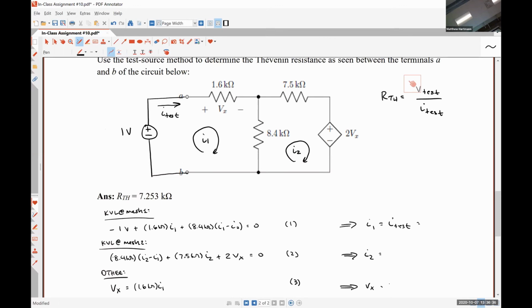So the coefficient for I1 is 1600 plus 8400. The coefficient for I2 is negative 8400. The coefficient for Vx in my first equation is 0. And then when I move the constant value term over to the other side of the equal sign, that gives me positive 1. For my next equation, my coefficient for I1 is negative 8400. My coefficient for I2 is 8400 plus 7500. And my coefficient for Vx is 2.